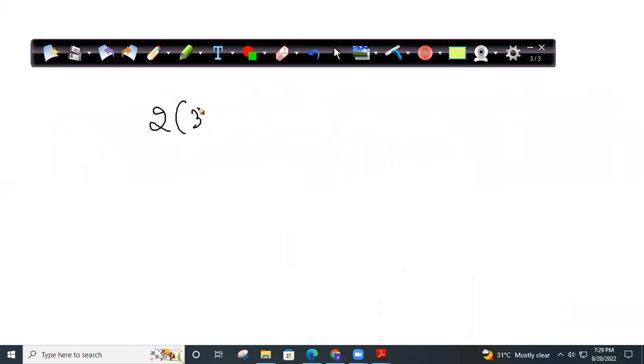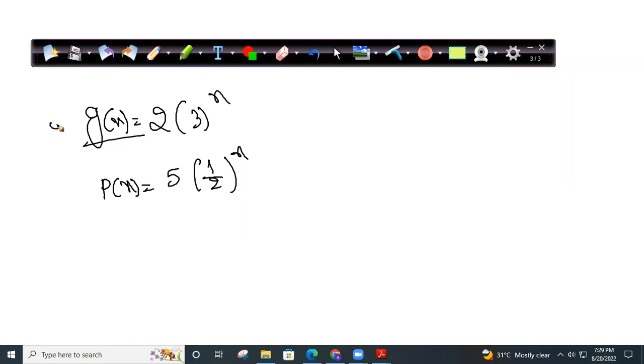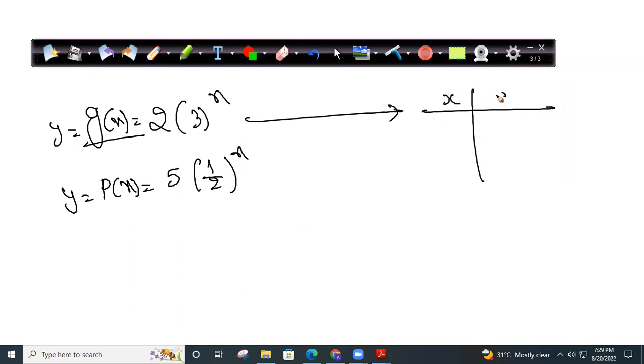So let me take 2 into 3 power x, or 5 into (1/2) power x. I wrote two functions here. Let one function be g of x and the other be p of x or f of x, whatever you want. This means nothing, it is simply y. Instead of y, I can also write g of x, f of x, q of x, a function of x. Now, if I have 2 into 3 power x, listen to me carefully. Let this column be x and this column be g of x.